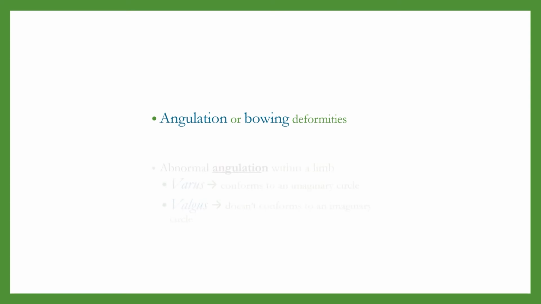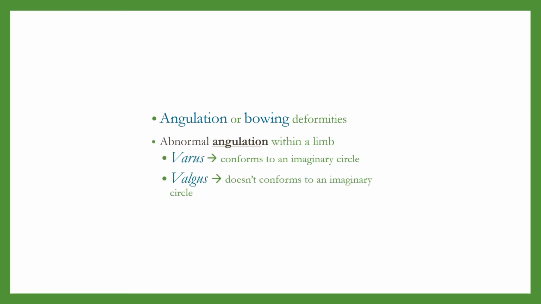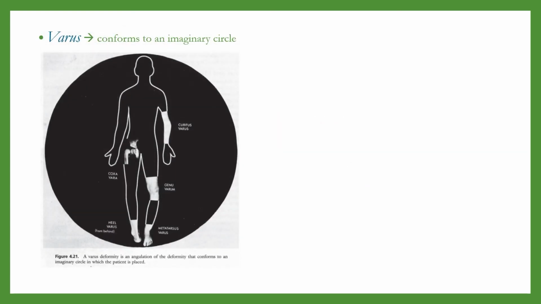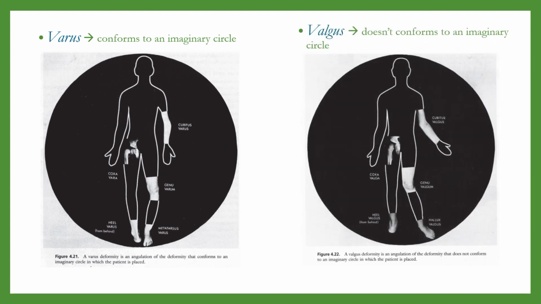Angulation or bowing deformities. For abnormal angulation within a limb, there are varus, which conforms to an imaginary circle, and valgus, which doesn't conform to an imaginary circle.